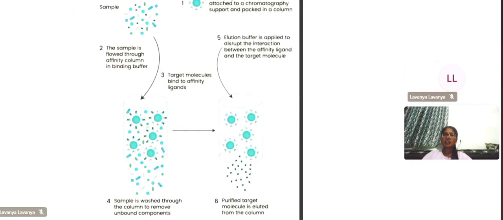By this picture, we know how the sample introduction takes place and how the elution is done. Here the sample is there. First, affinity ligands are covalently attached to a chromatography support and packed into a column. Then the sample is flowed through the affinity column in a binding buffer. The target molecules bind to the affinity ligands. Then the column is washed to remove the unbound components. Then the elution buffer is applied to disrupt the interaction between the affinity ligand and the target molecule. Last, the purified target molecule is eluted from the column.